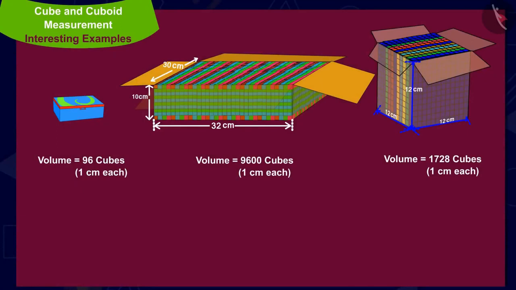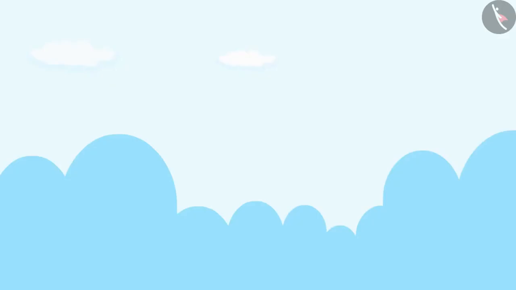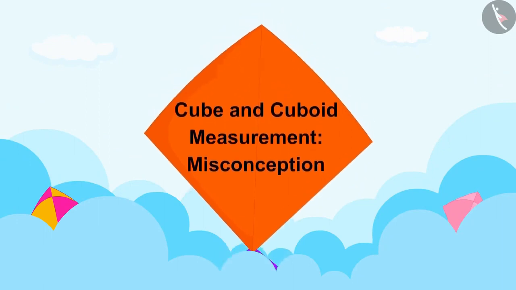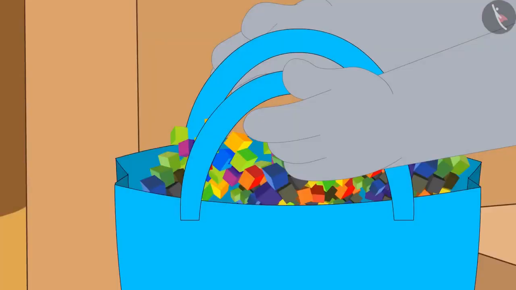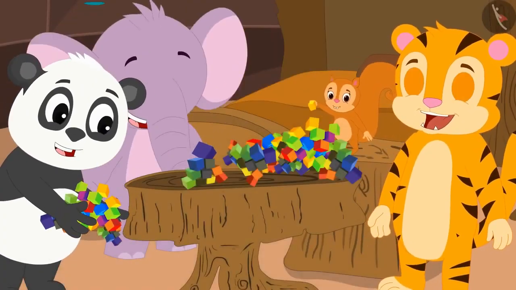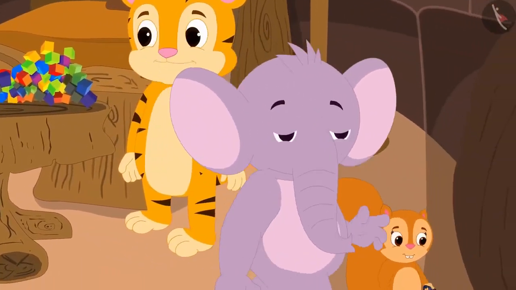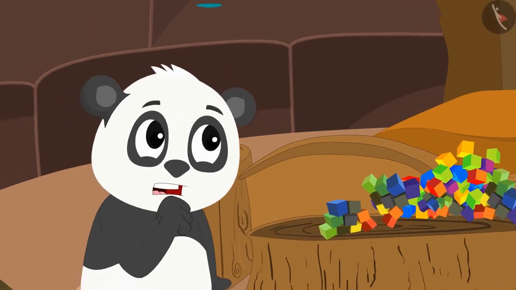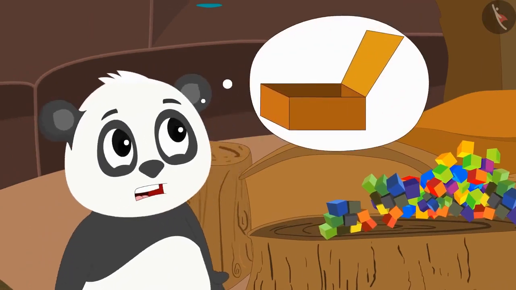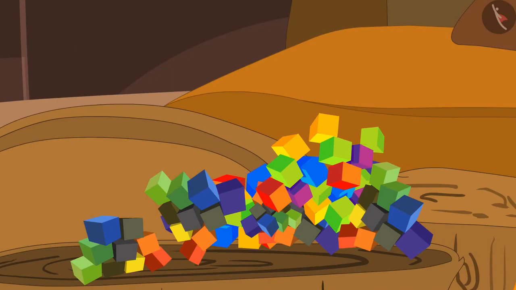Hello kids! In the previous video, we learned more about measuring cube and cuboid. In this video, we will see some of the misconceptions related to this. Golu bought a lot of 1 cm cube blocks from Gaggu's shop. Golu and his friends played with those blocks and had a lot of fun. All friends returned to their respective homes. Only Sher Khan stayed to help Golu. Now, Golu is thinking that he will fill those blocks in the boxes so that he and his friends can play with them again sometime.